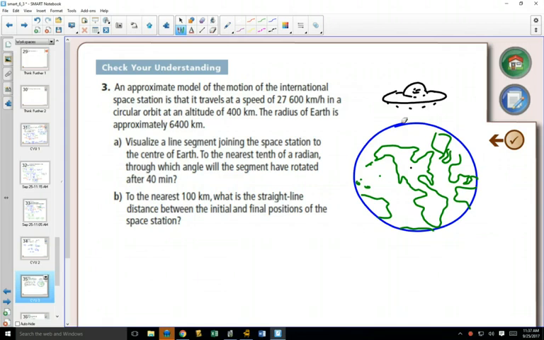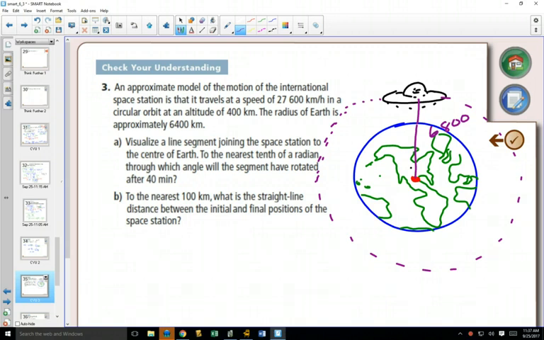We know that, so here is the center of the Earth. We know the radius, and then this is another 400 above that, making that distance in total 6,800 kilometers. And this space station is traveling, wow, that's not a very good circle. Here we go. There, that's looking better. It's traveling in a circular orbit around the Earth. And fast, 27,600 kilometers per hour.